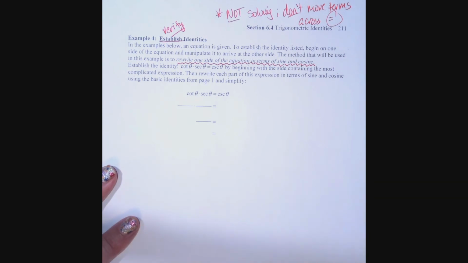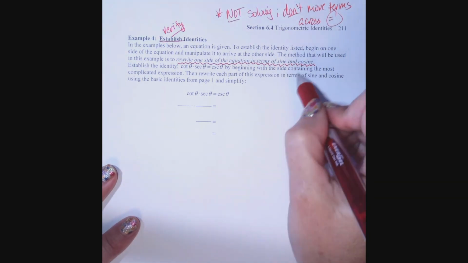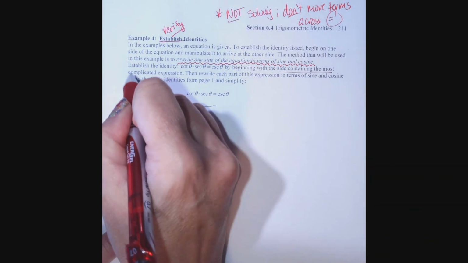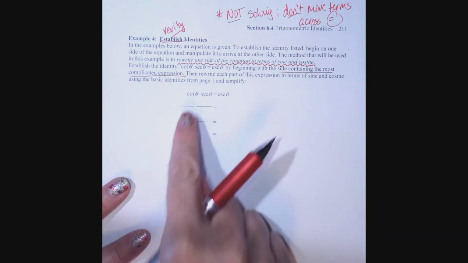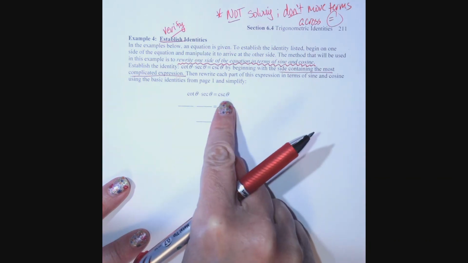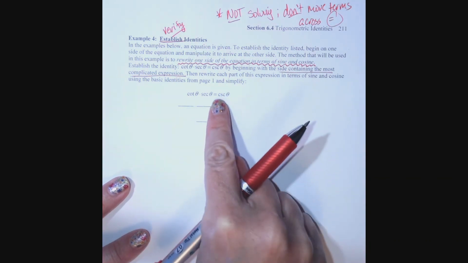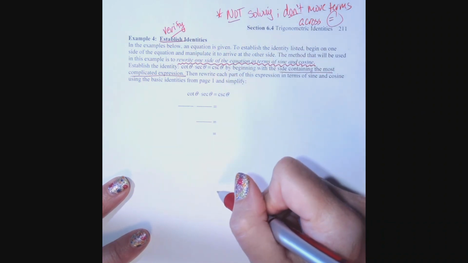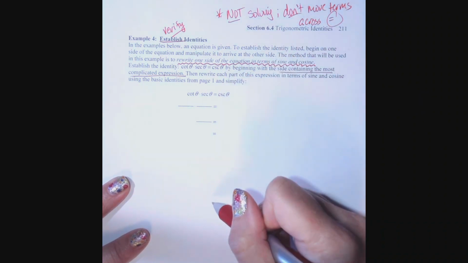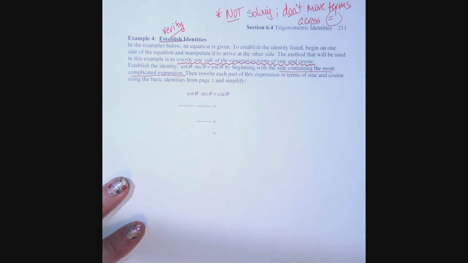Typically, we start with the side containing the most complicated expression. We only want to change it. So the left side is more complicated. We're going to leave the right side alone. Notice we just have this equal sign. A lot of the time I will put a line down my page to remind myself not to cross that line, to treat it like a brick wall.